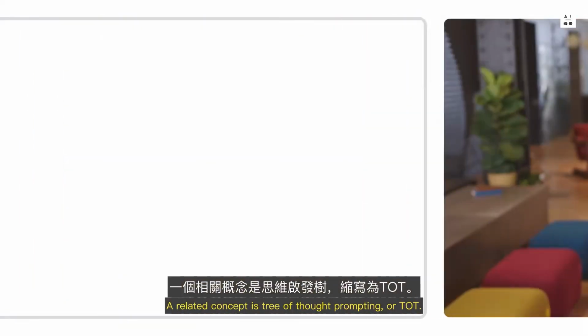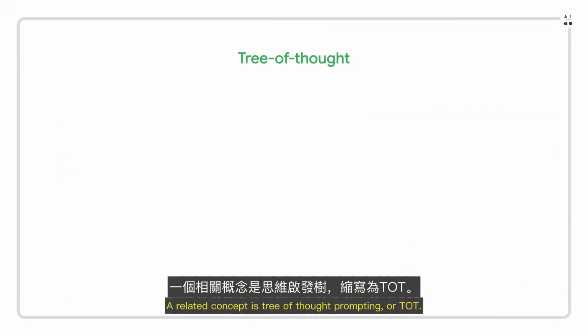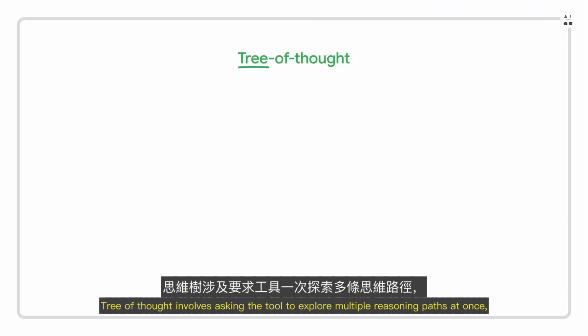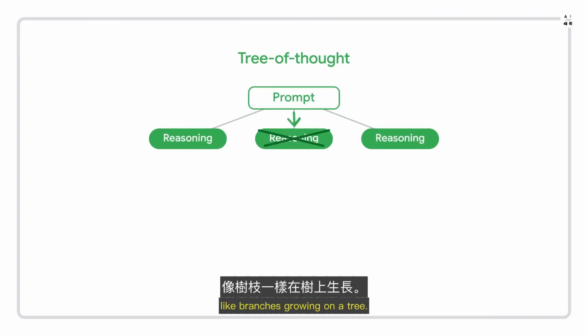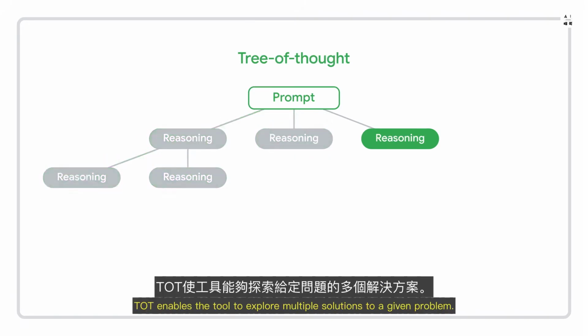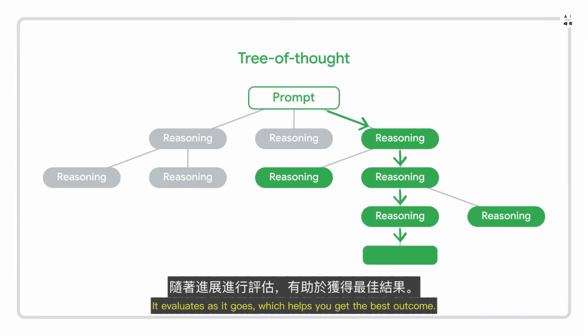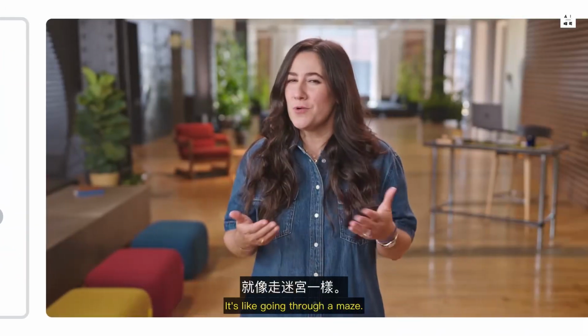A related concept is tree of thought prompting, or TOT. Tree of thought involves asking the tool to explore multiple reasoning paths at once, like branches growing on a tree. TOT enables the tool to explore multiple solutions to a given problem. It evaluates as it goes, which helps you get the best outcome. It's like going through a maze.